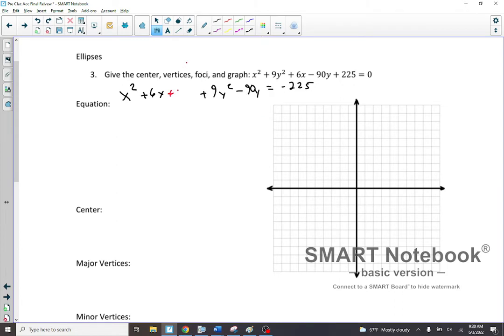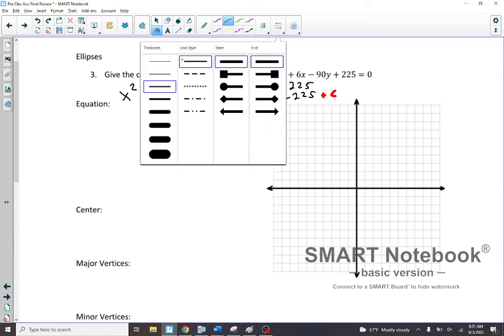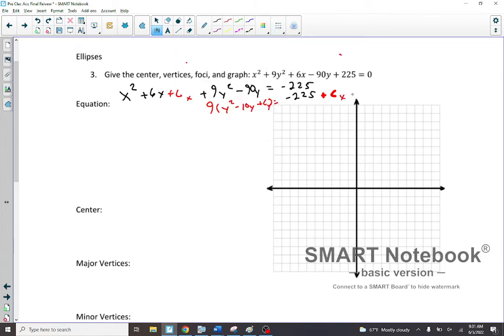I'm going to need a plus c here, and then I'm going to have to factor this 9 out. So y squared minus 10y plus c sub y sub x. Negative 225. So here I need the cx plus cx plus 9cy. So the cx here, cut it in half.